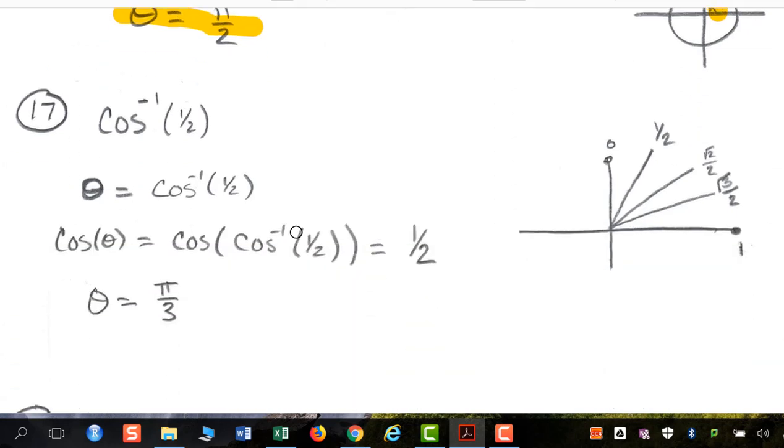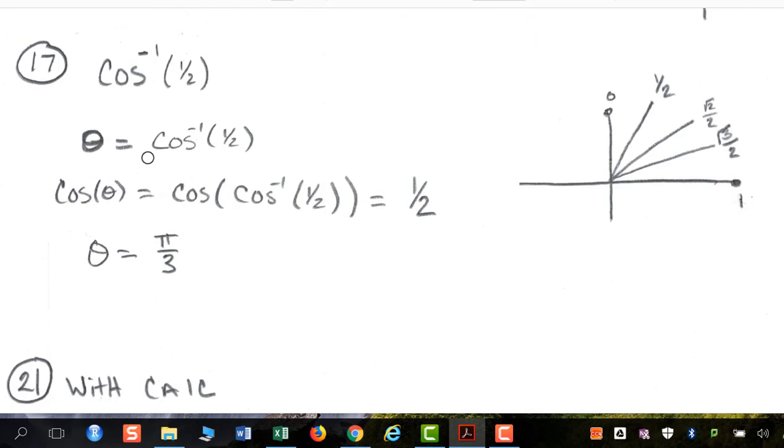Question number 17. The same idea. I'm asked what is arc cosine of 1/2. So I set arc cosine of 1/2 equal to theta. Then I apply cosine function to both sides of my equation. I get cosine of theta on the left side, and on the right side I get cosine of arc cosine of 1/2.